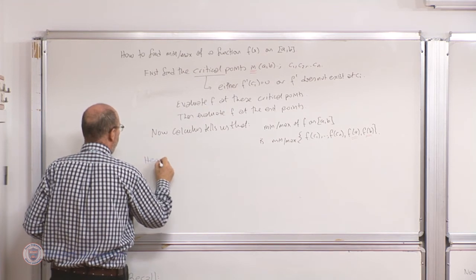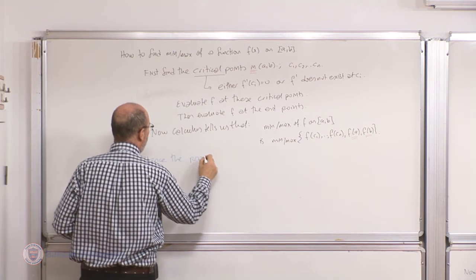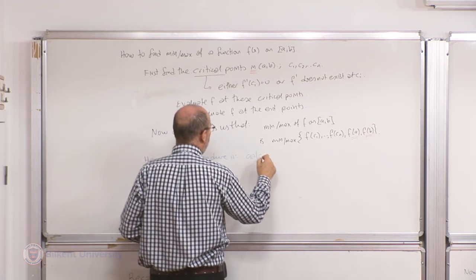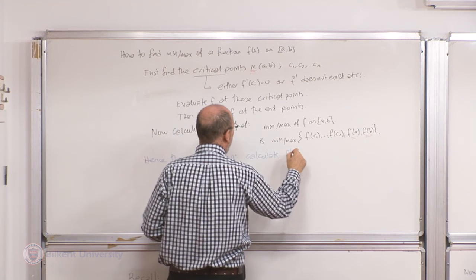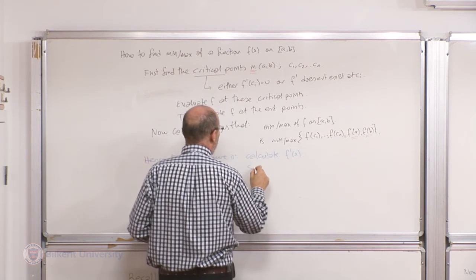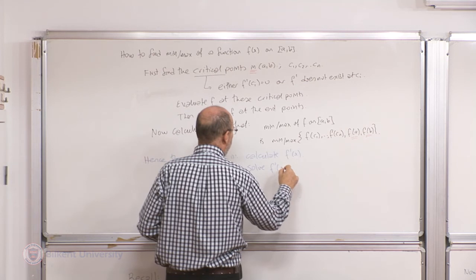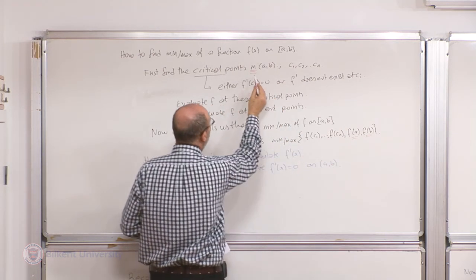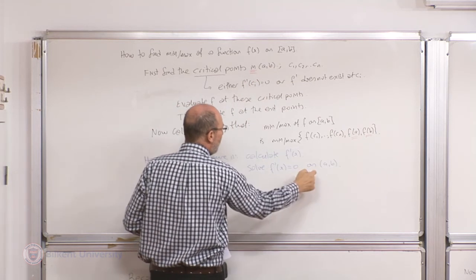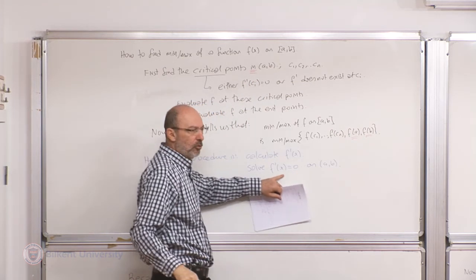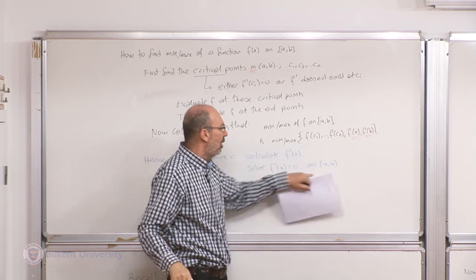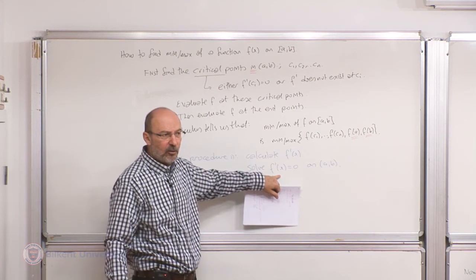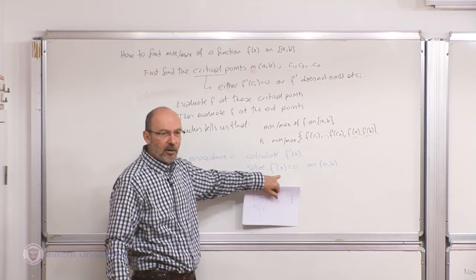So hence the procedure is: calculate f prime x. Solve f prime x equals 0 on [a, b]. This thing I'm emphasizing is back here: you find the roots of this only in the interval. This is the actually hard part in doing the calculation. Solving an equation is always difficult.